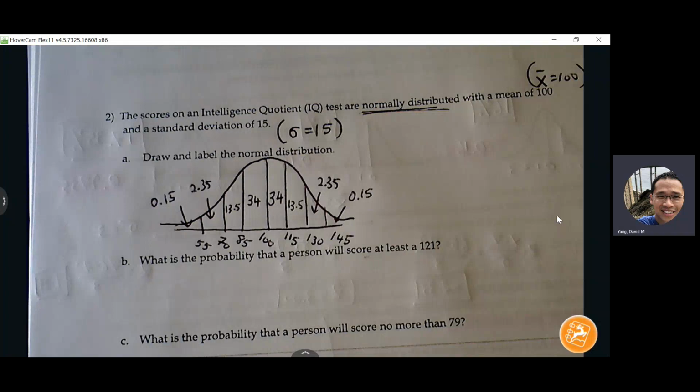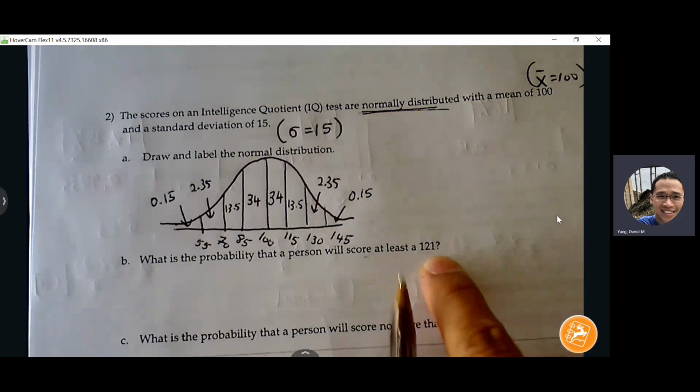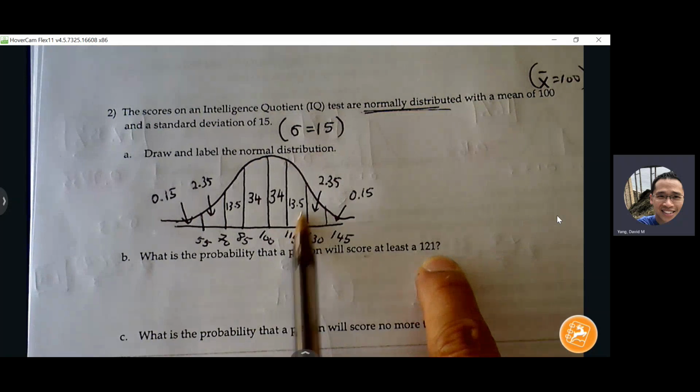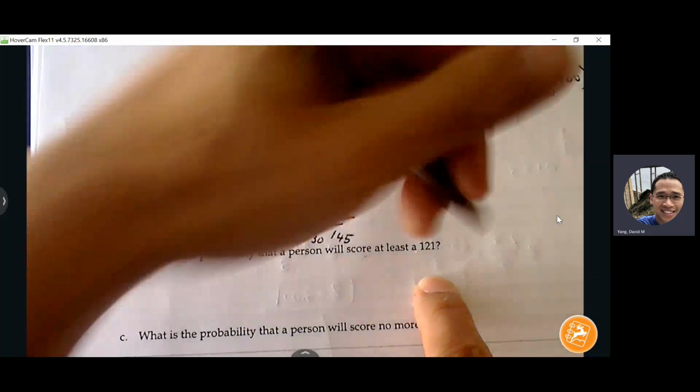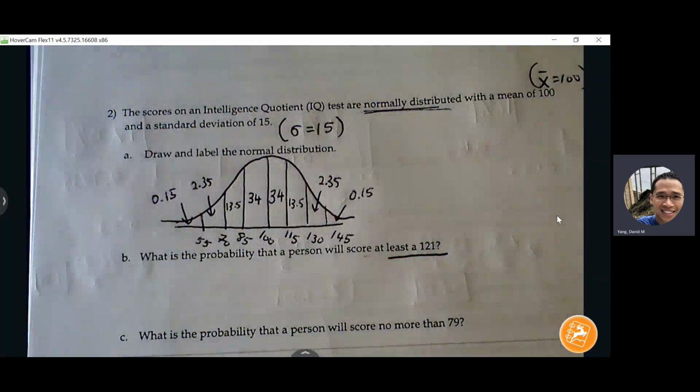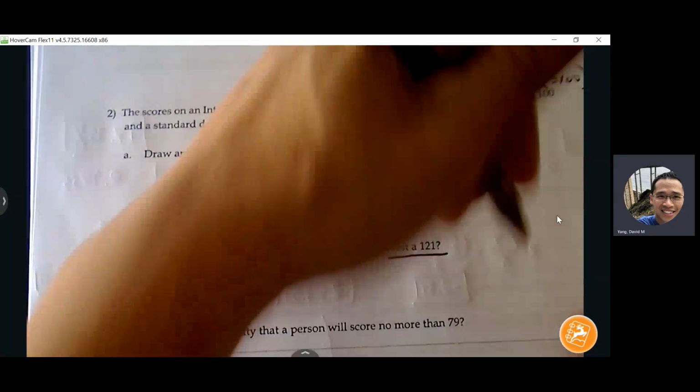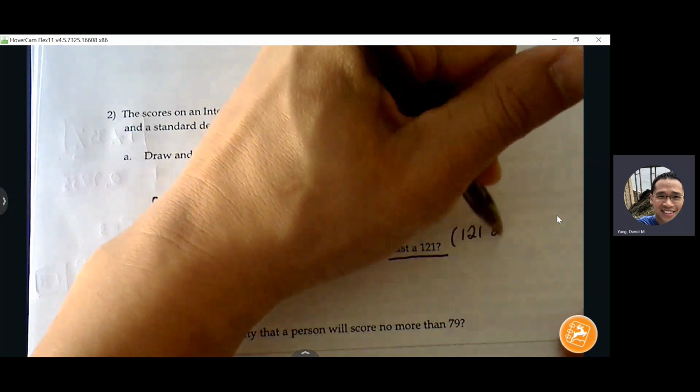Okay, part B, what's the probability that a person will score at least 121? The problem is easier if something landed directly on the standard deviation, right? But here, at least 121, we know it's gonna be somewhere between, and we can estimate, but we're gonna use z-score so we can figure out the exact number. So first, let's talk about here though, at least 121, what does that mean? Anything above, right? Anything above, so 121 or higher.